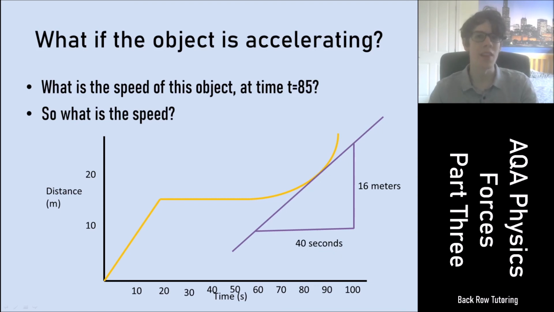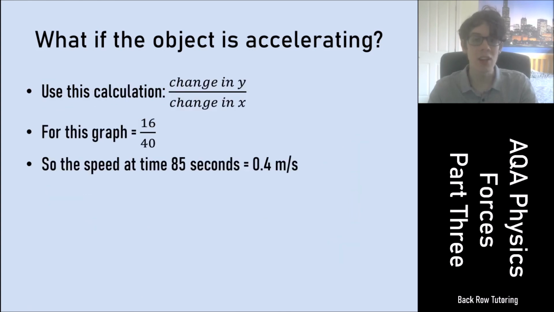So what is the speed? Well, remember, to calculate the speed from a distance time graph, you just look at the gradient. And the calculation to work out the gradient is the change in y divided by the change in x. So for this graph, we'll have 16 divided by 40. So at time 85 seconds, our speed is 0.4 meters per second. And that's because 16 divided by 40 is 0.4, and the unit for speed is meters per second.